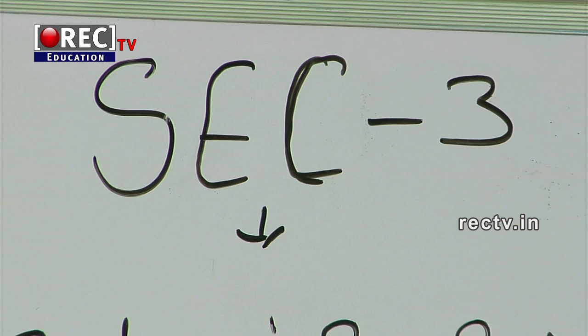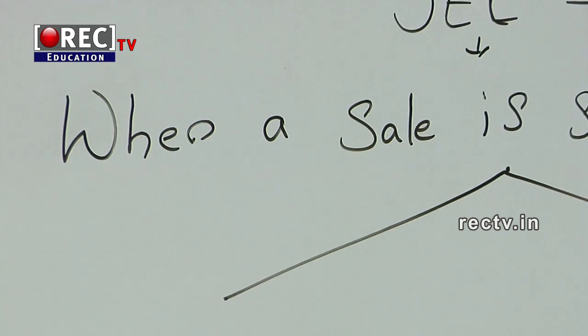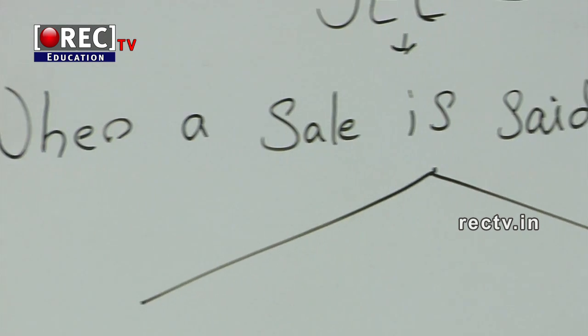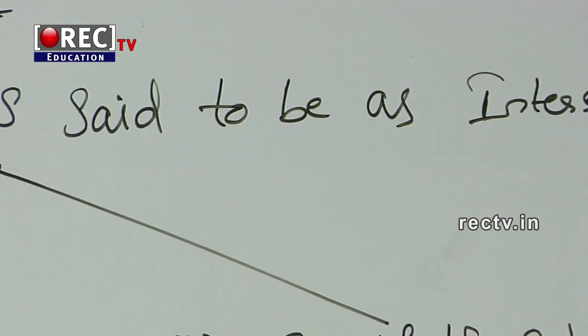Part 2 deals with Section 3. What is Section 3? When the sale is treated as an interstate sale. Section 3 deals with when a sale is said to be an interstate sale.